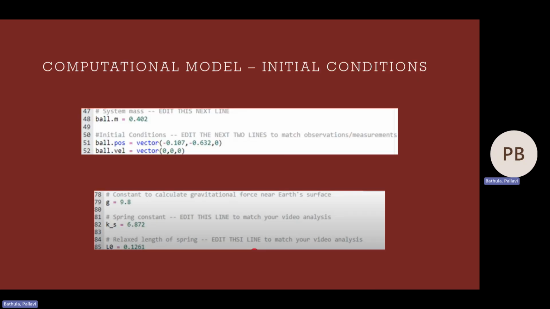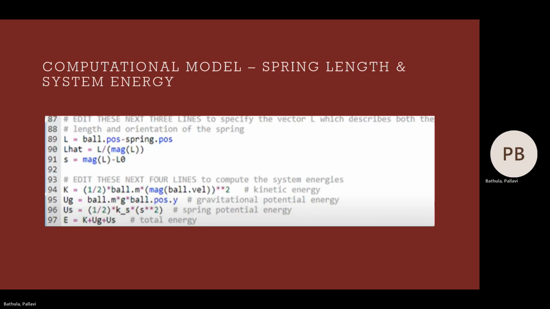So when it comes to the computational model, these are the initial conditions, which were calculated from the calculations I did from the previous slide, and also the mass and the position and velocity of the initial state of our mass were collected and placed in here. So I found the S value, which is the difference between the magnitude of the stretch length and the relaxed length. And I also found L hat. Furthermore, and most importantly, I found the kinetic energy and the potential energies. And these were based on their particular formulas, and I put the necessary variables that fit into the equation.